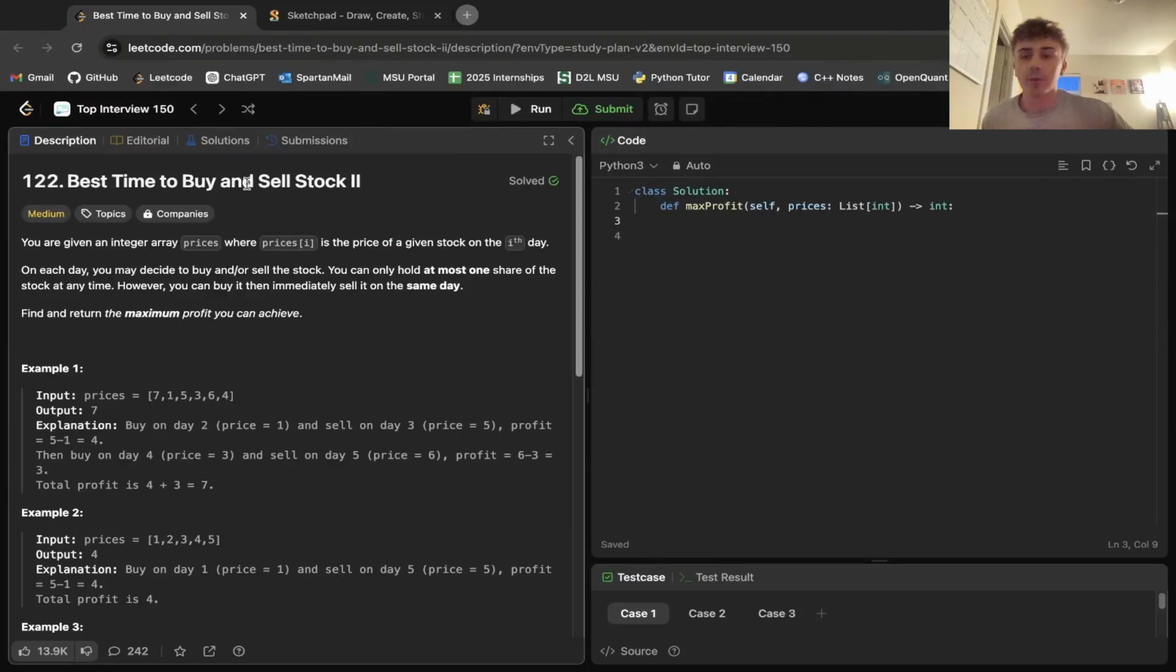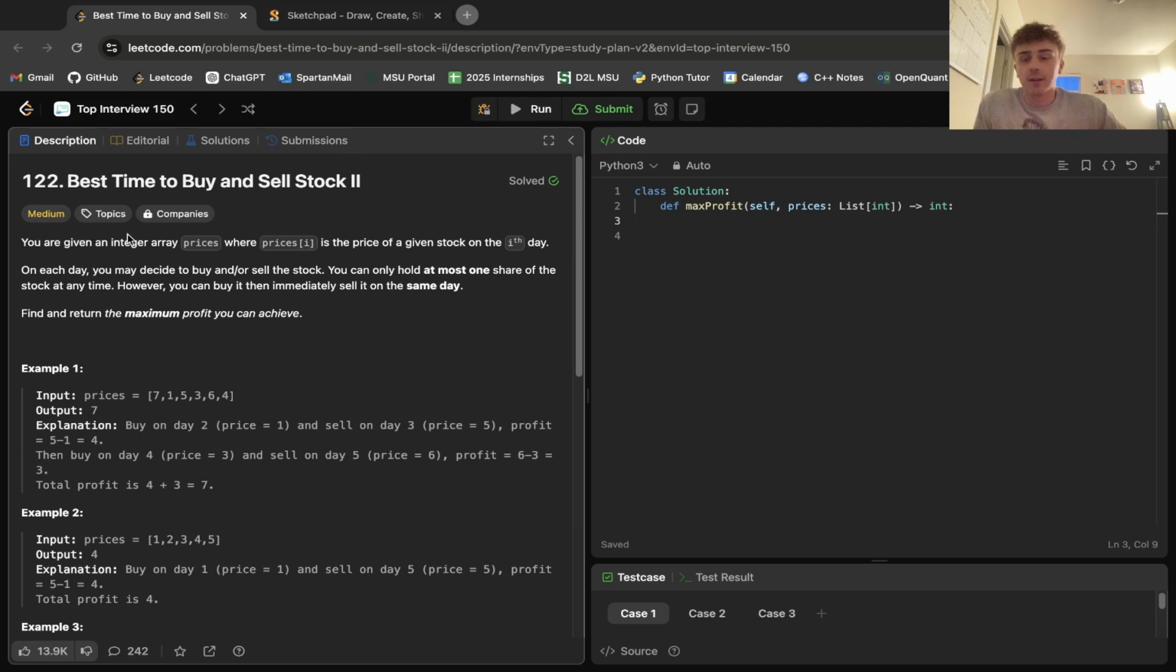All right, the problem we're going to be going over today is Best Time to Buy and Sell Stock II. This is a really common problem. Best Time to Buy and Sell Stock, I think there's I, II, III, and IV, if I'm not mistaken. But if you've ever done Best Time to Buy and Sell Stock, this one's pretty similar.